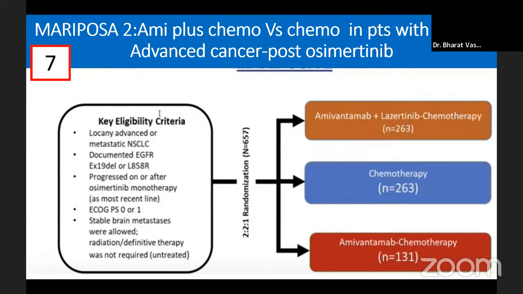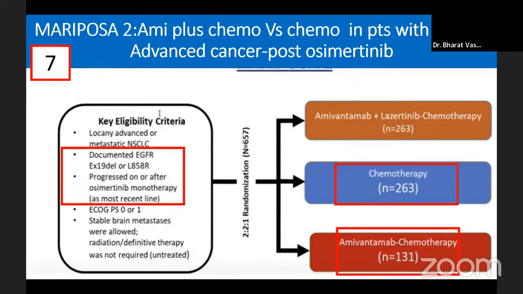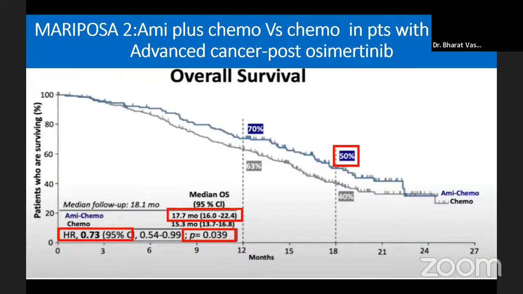The second study, the MARIPOSA 2 study. Remember, this study was in a second-line setting post single-agent osimertinib progression. So we need to look at amivantamab plus chemo versus chemo. Now, we know that there was an improvement in progression-free survival, which was statistically significant. What is more important is that this combination has to be given because it statistically improves your overall survival. At 18 months, 50 versus 40, 10% more patients are surviving. The absolute gain is 2.4 months, a 27% reduction in the risk of death.